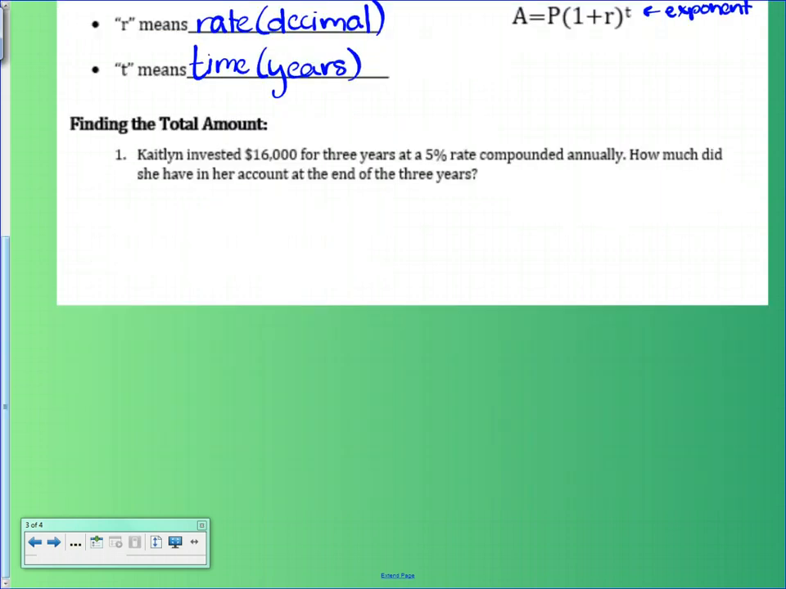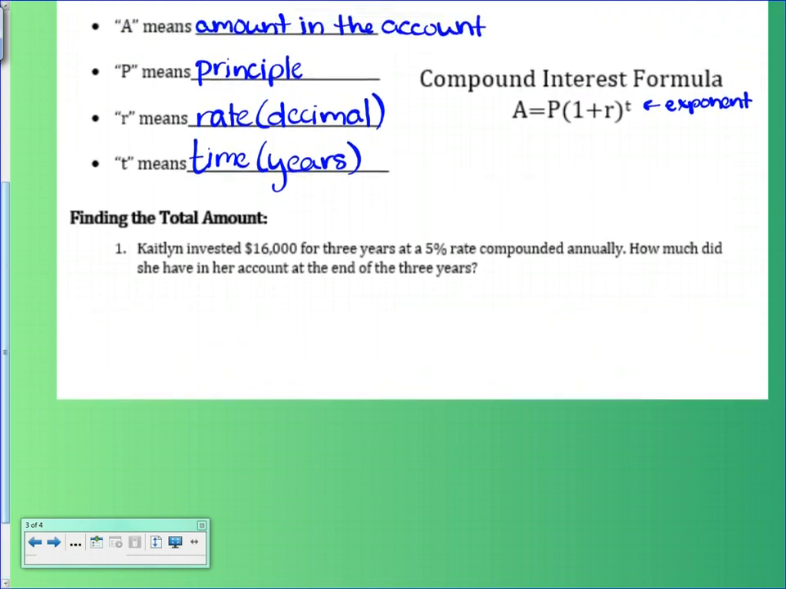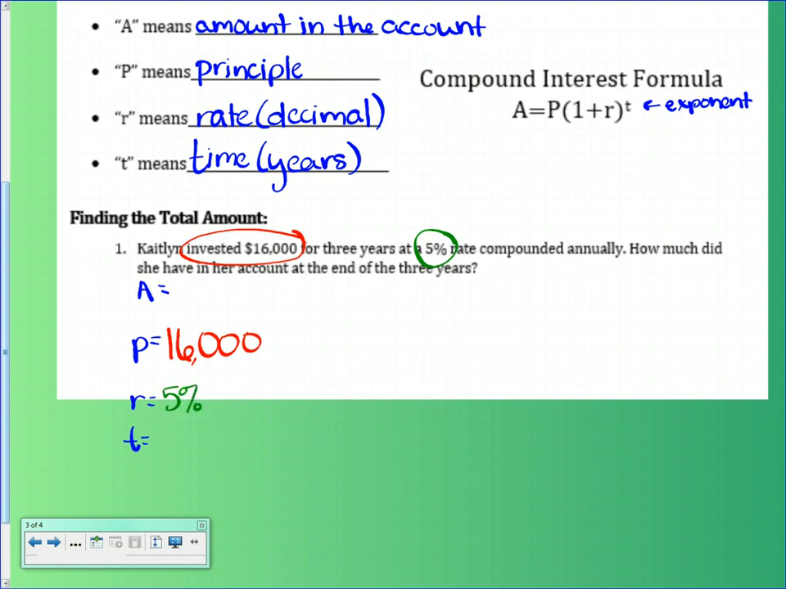So let's look at number 1. Caitlin invested $16,000 for 3 years at a 5% rate compounded annually. How much did she have in her account at the end of 3 years? So, A, P, R, and T. So P, that's still my principal. So if she invested $16,000, that's our principal, $16,000. A rate, 5%. We're going to turn that into a decimal by moving our decimal back 2 places to the left. And then T is time, 3 years. So we're going to use 3 for T.